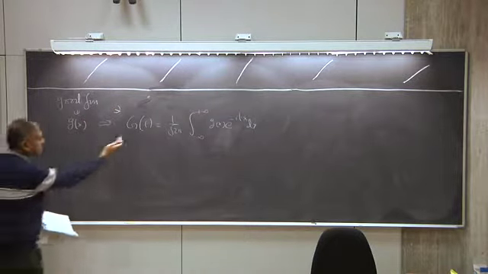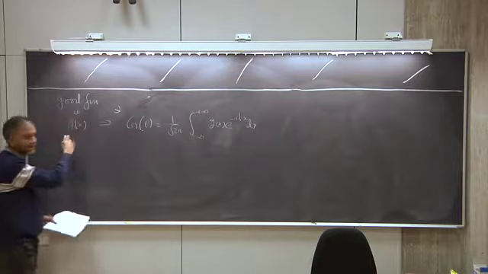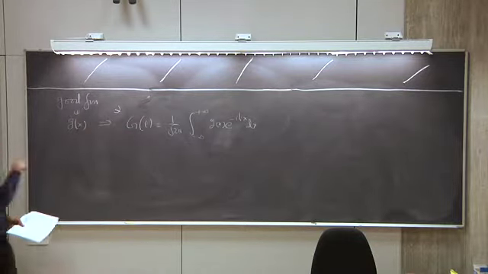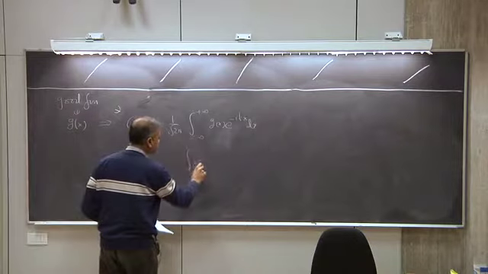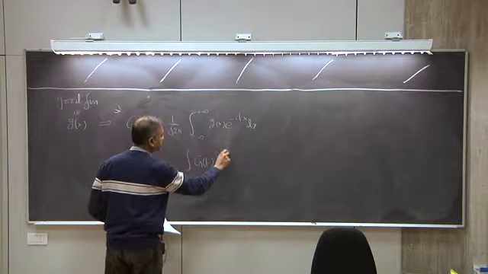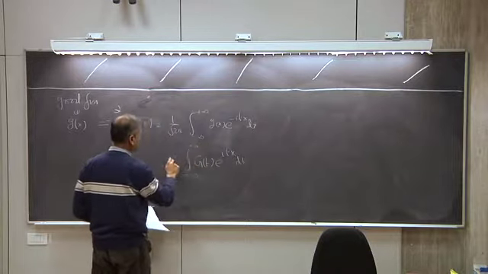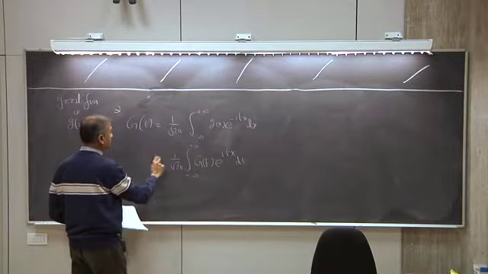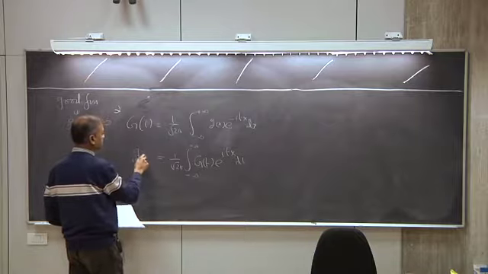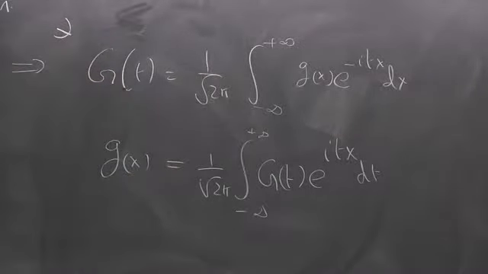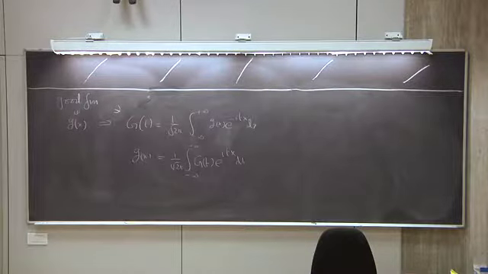And secondly, the inverse Fourier transform gives you back g(x). If you construct the integral of capital G(t) e to the i t x dt, that gives you back g of x. So this was the important point of the good functions.